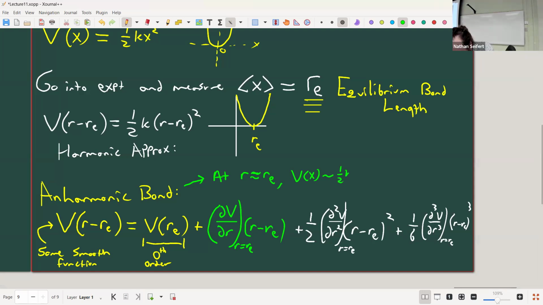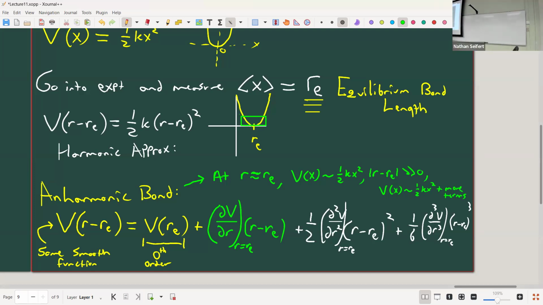So it looks like 1/2 kx squared. And then at r minus re greater than 0, far away from the bond, V of x will look like 1/2 kx squared plus more terms. The idea is that close by, if I zoom into this region at the bottom of the potential that I've drawn here, it looks a lot like a quadratic function. Then as I go away, it starts to drift in another direction.